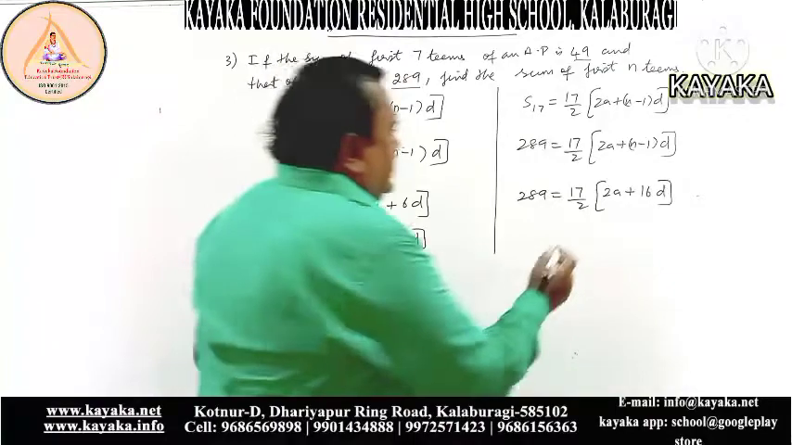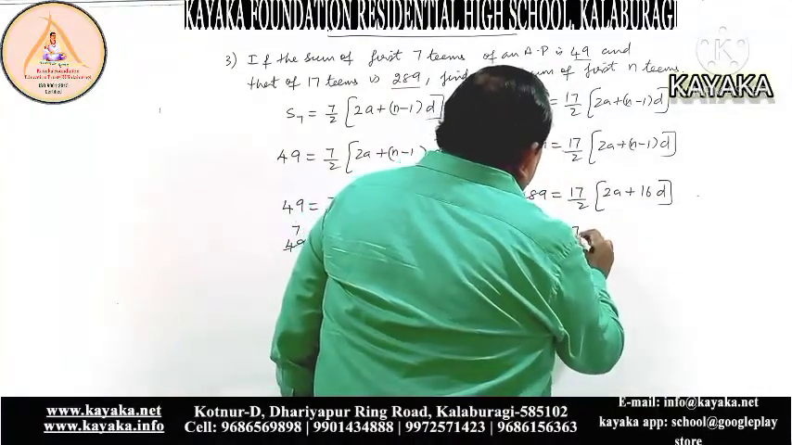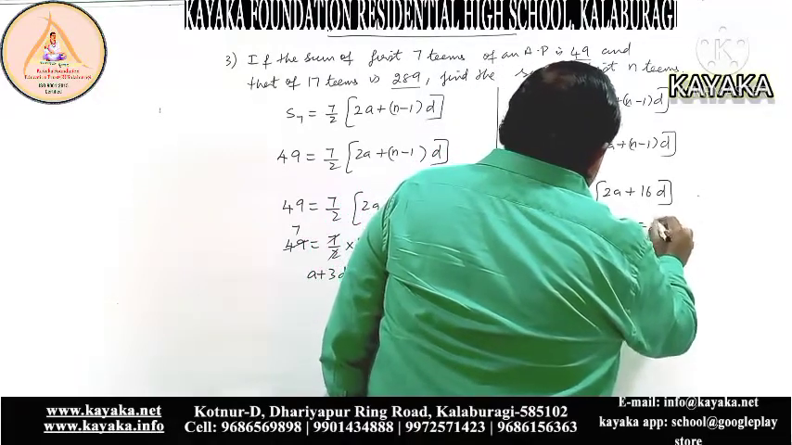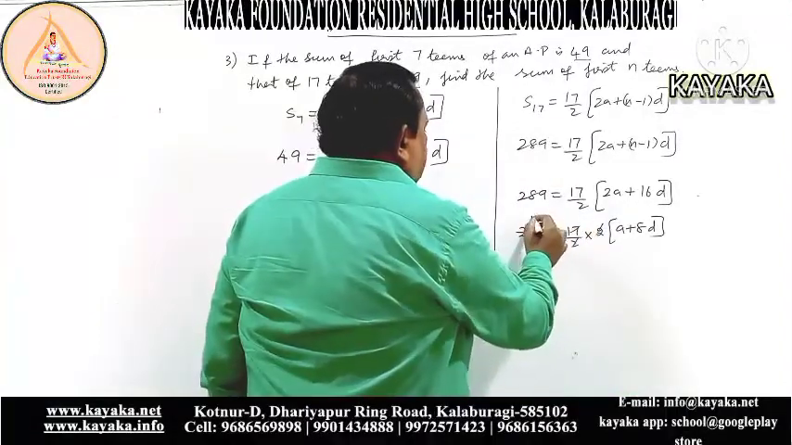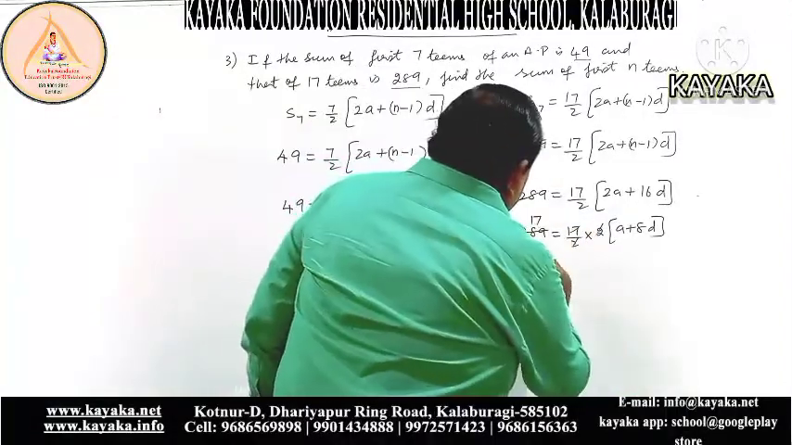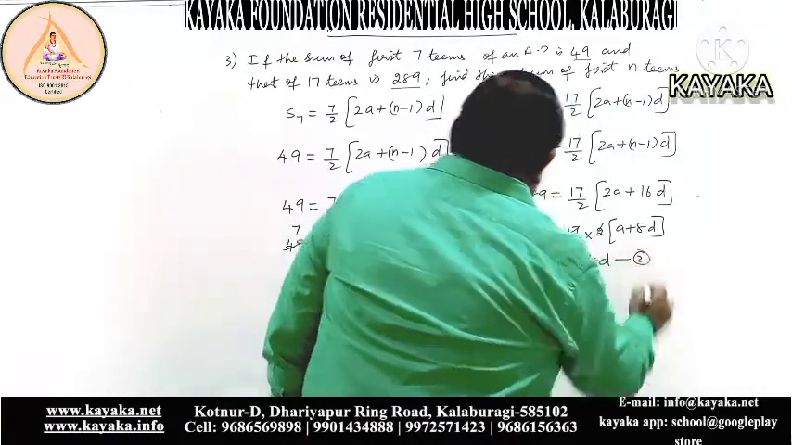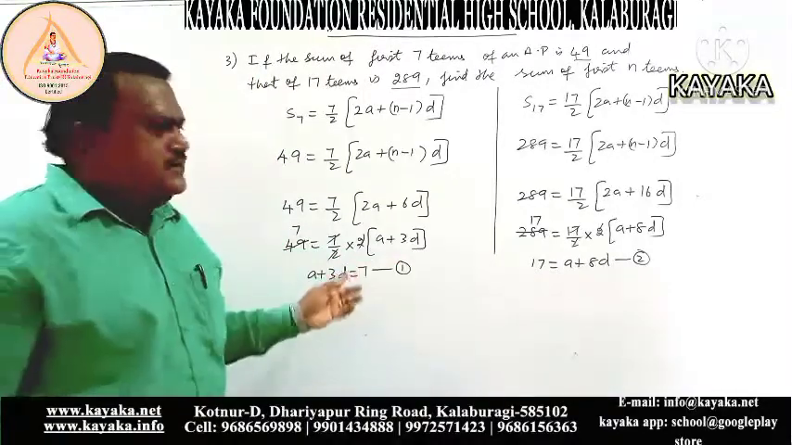Now, here the same way you can take 2 common. You will get 289 will be equal to 17 by 2 into 2 you can take common. You will get A plus 8D. 2 and 2 will get cancelled. 17 and 289 you will get 17 times. You will get 17 will be equal to A plus 8D. This is the second equation. Therefore, we got 2 equations.